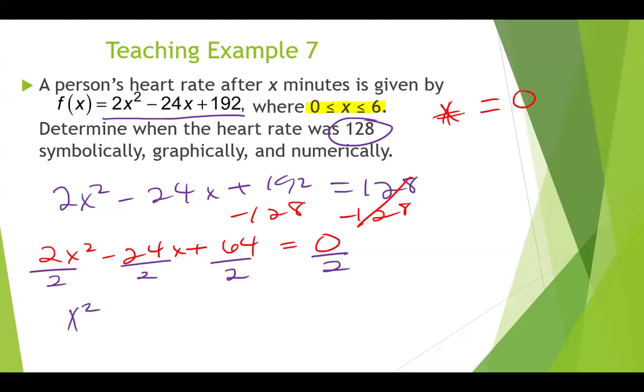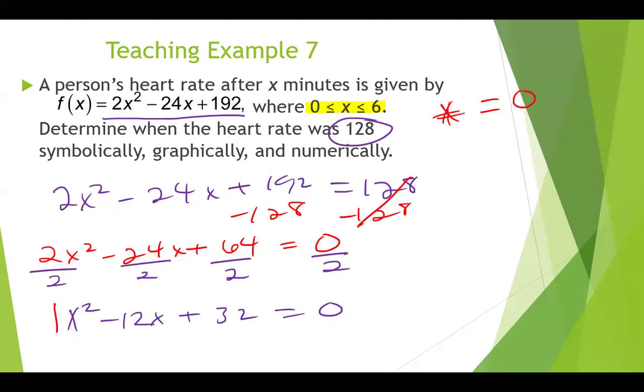So we get x squared. 24 divided by 2 is 12x. And 64 divided by 2 is 32. And 0 divided by 2 is 0. So now I went from something that seemed like a more complicated quadratic to actually a simple quadratic. We know that it's a simple quadratic because your leading coefficient is a 1.